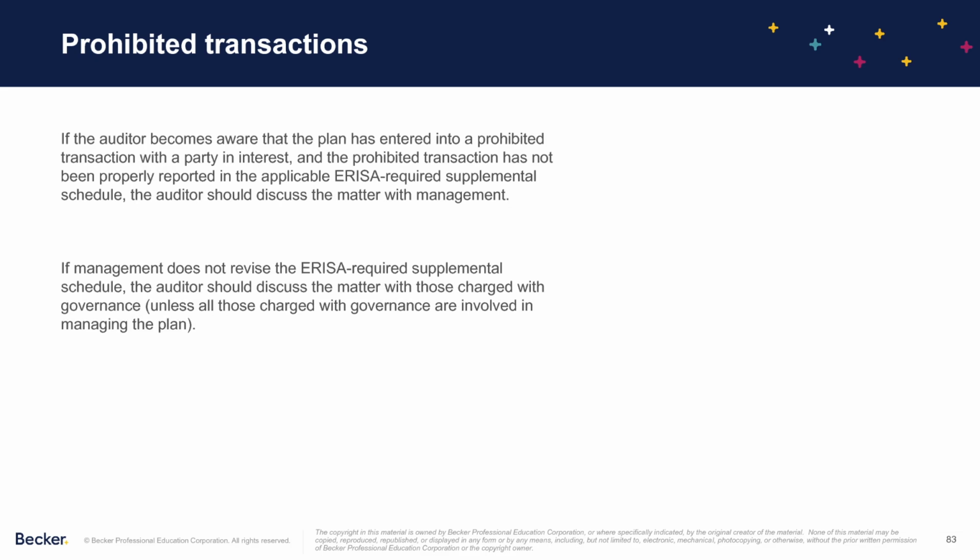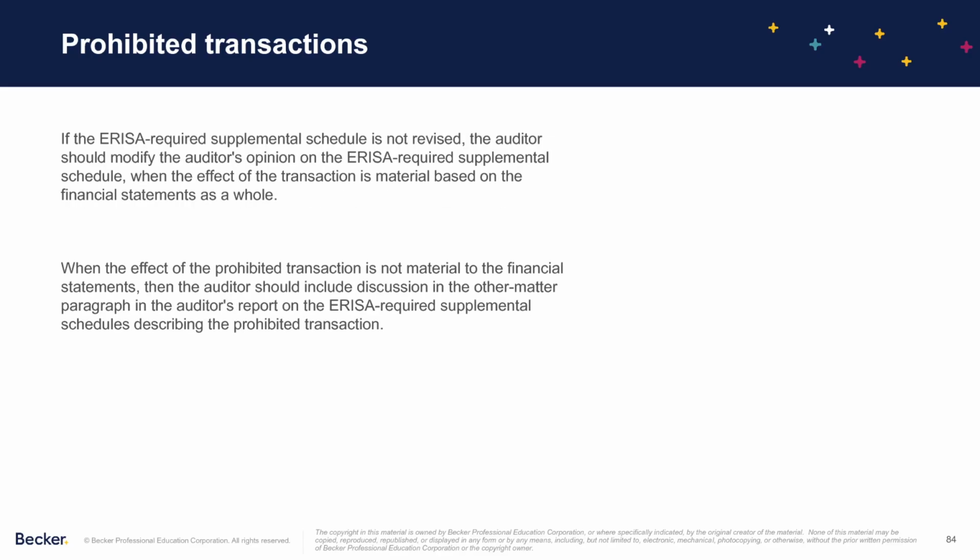If the auditor becomes aware that the plan has entered into prohibited transactions with a party in interest and the prohibited transaction has not been properly reported, then we need to obviously start with management. And if they do not revise it, then we discuss it with those charged with governance. If the ERISA supplemental schedule is still not revised, we should then modify our opinion when the transaction is material based on the financial statements as a whole. So again, using the materiality of the financial statements, if they are not including the information that we need here, then we should consider modifying our opinion if it's material.